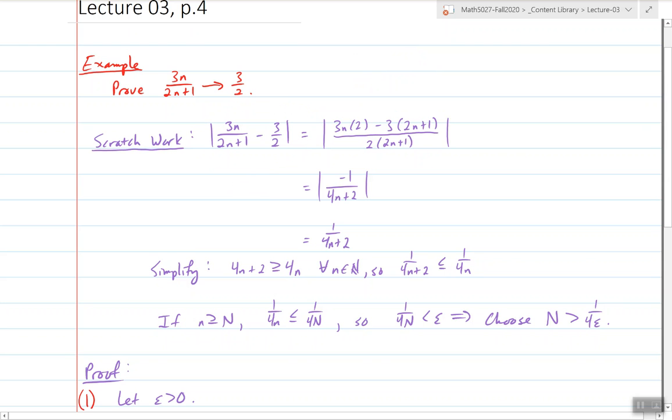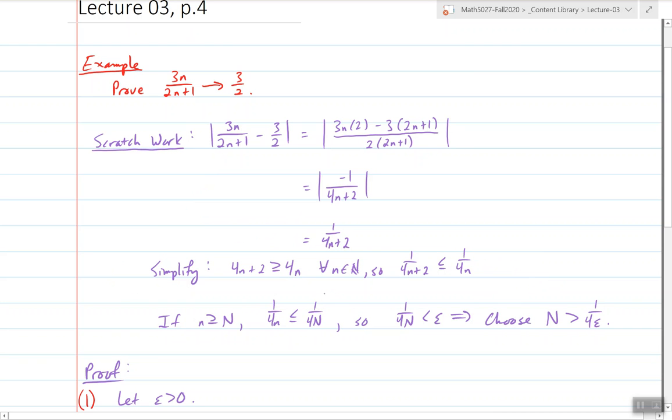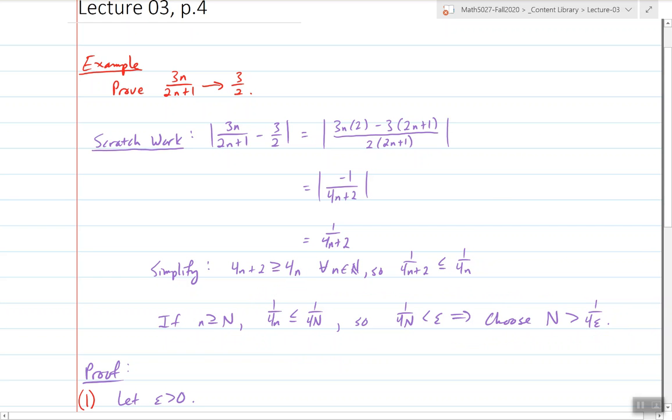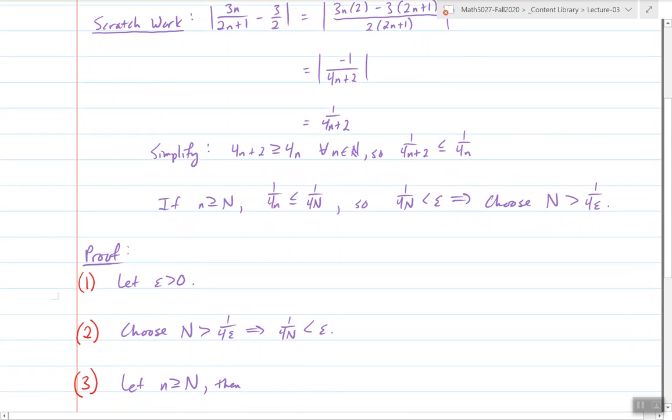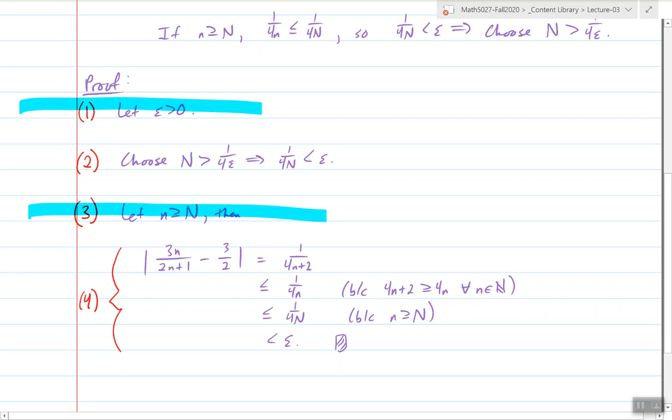So I first simplify. I go through scratch work to figure out kind of what this is. And I get to some point like here. And then I do simplifications. And I do a relationship between little n and capital N to create a simpler relationship between capital N and epsilon. And then once I figure that out, I go, okay, time to write a formal proof. Step 1, 2, 3, and 4, always the same steps. I let epsilon be greater than 0. I let little n be greater than or equal to capital N in steps 1 and 3, right? Nothing's changing ever in those steps.